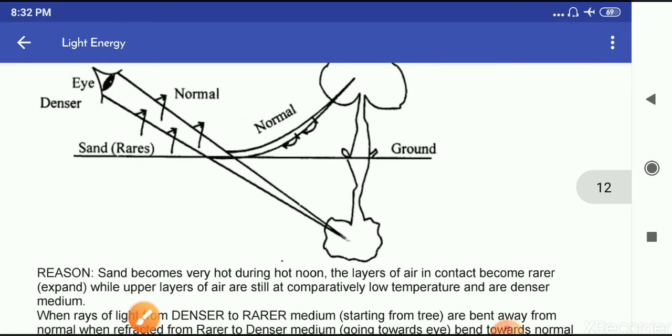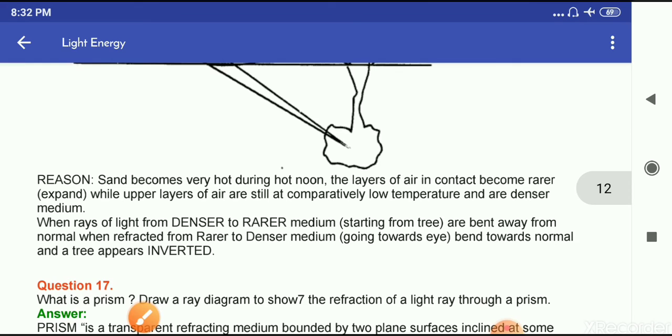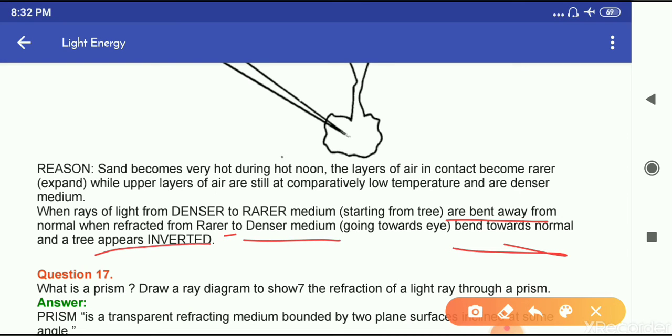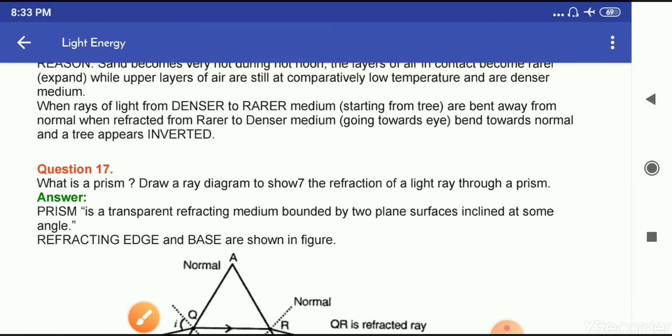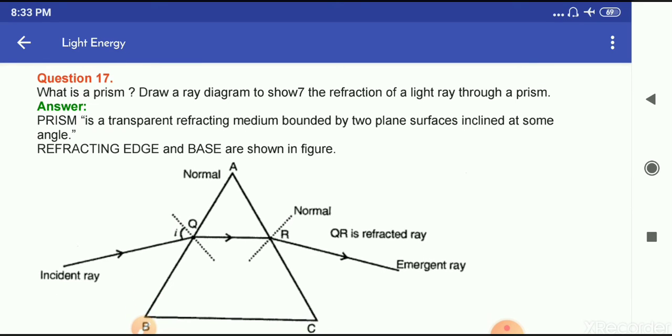The reason for its formation is that sand becomes very hot during hot noon. The layers of air in contact become rarer, while the upper layers of air are still at comparatively low temperature and are a denser medium. A ray of light going from denser to rarer medium bends away from the normal, and when refracted from rarer to denser medium, it bends towards the normal, and the tree appears inverted. I have already explained this in the lesson, so you can write in your own words also. Question number 7, what is a prism?